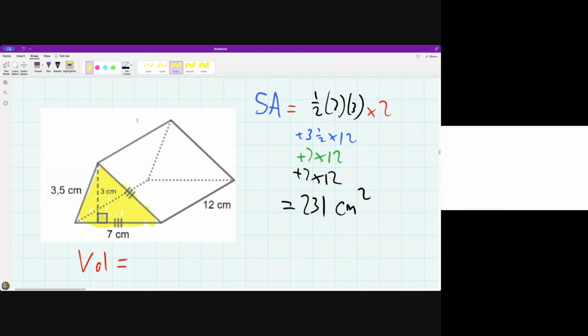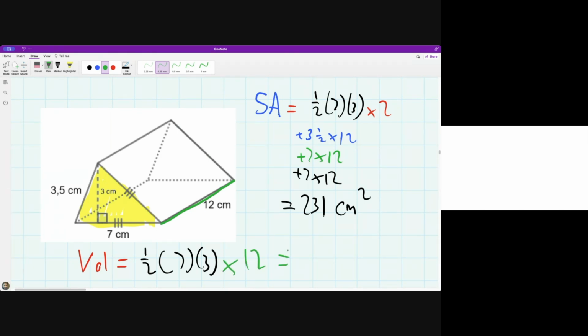Then we've done well. I would start by finding the area of the yellow triangle. What's the area of the yellow triangle? We're going to go a half base times height. So 7 times 3. And then what do we need to do next? Now, we don't add extra bits. What we do now is we actually times it by how deep this triangle goes. So we've got the area of the triangle, and all we need to do is times it by 12.